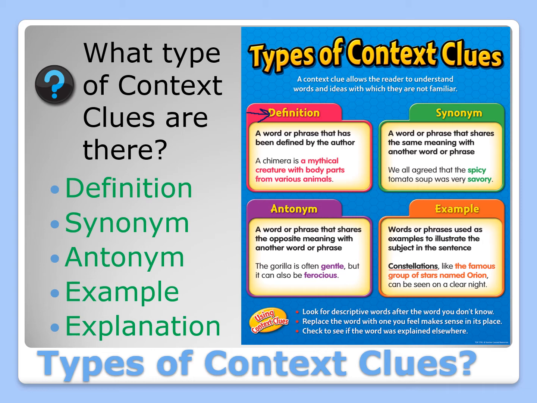A chimera is a mythical creature with body parts from various animals. Chimera. Okay, so if you were reading a text and it was talking about chimeras, you have no idea what that word means, okay? Is a clue that is defining that word. It's telling you exactly what that word is. And once you start noticing these things, you'll notice that context clues are all around the text, okay? And definitions are one way that authors give to help you determine the meaning of an unknown word.